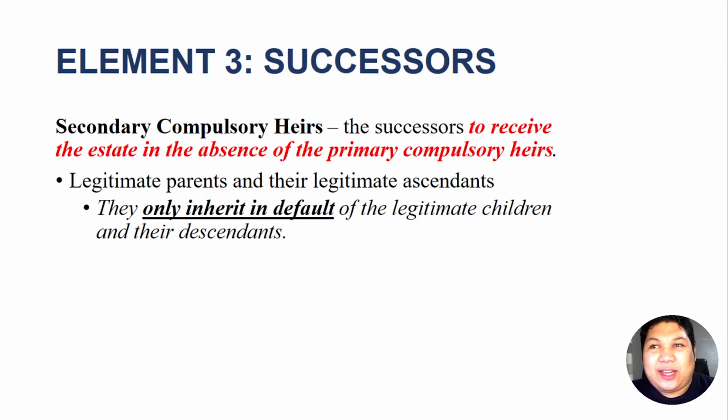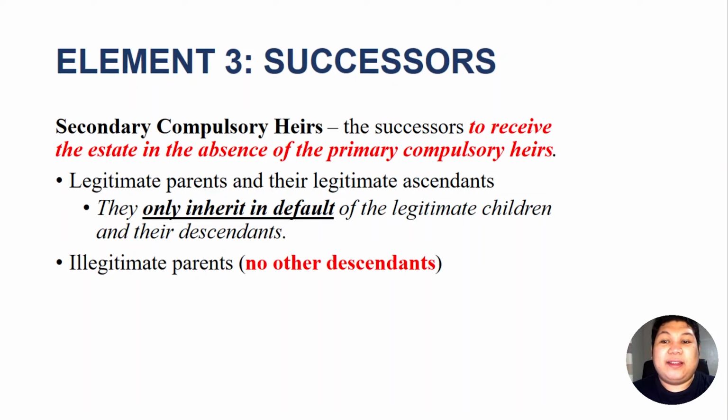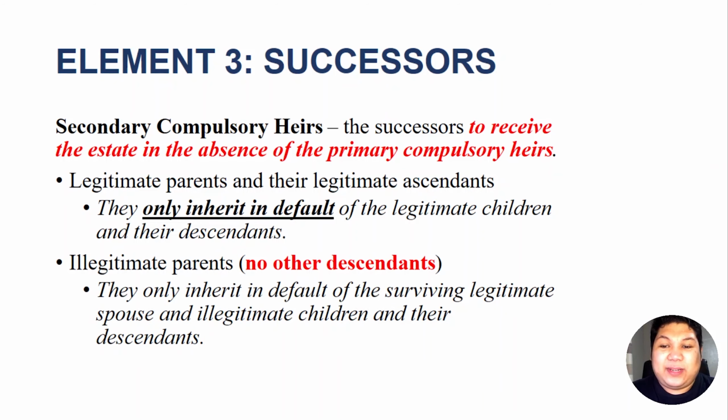But if the child is dead or is not present and the descendant is also not present, then we will now call on the parents to inherit the estate of the deceased. Okay? And next will be the illegitimate parents. There will be no other descendants. So they only inherit in default of the surviving legitimate spouse and illegitimate children and their descendants. So again, if there is no other descendants and there is no surviving spouse and no illegitimate child, then the illegitimate parents could come in to succeed.